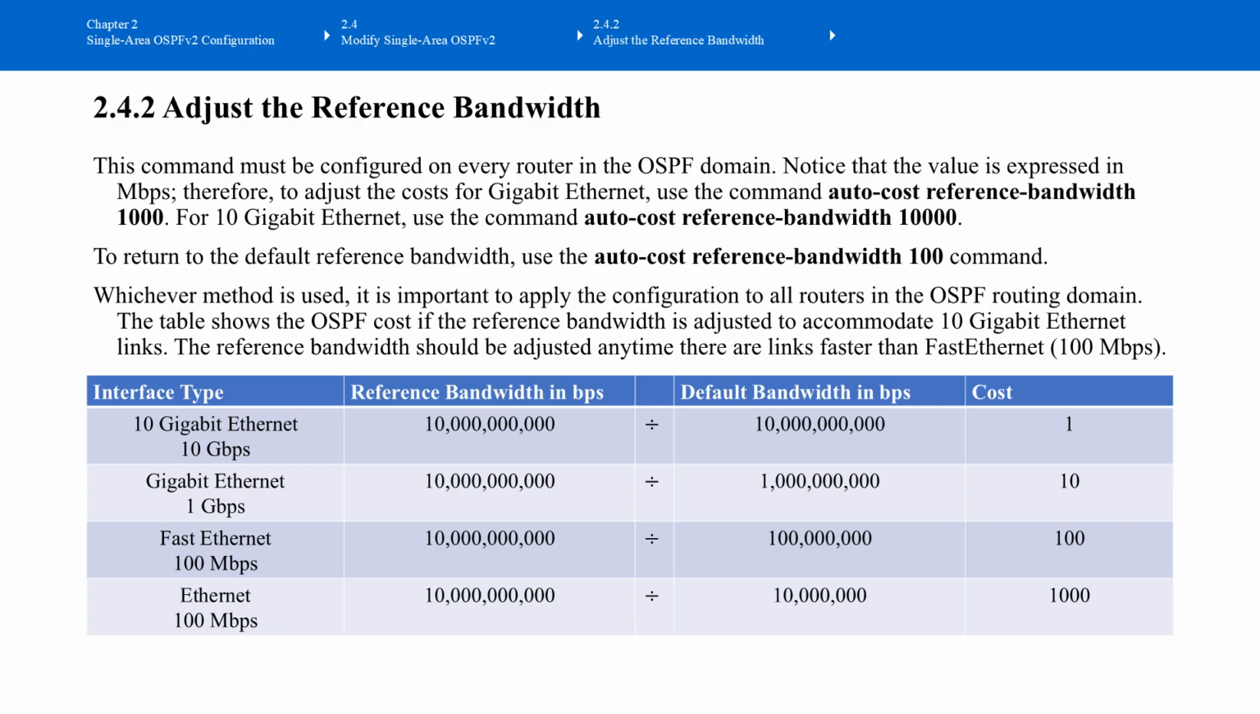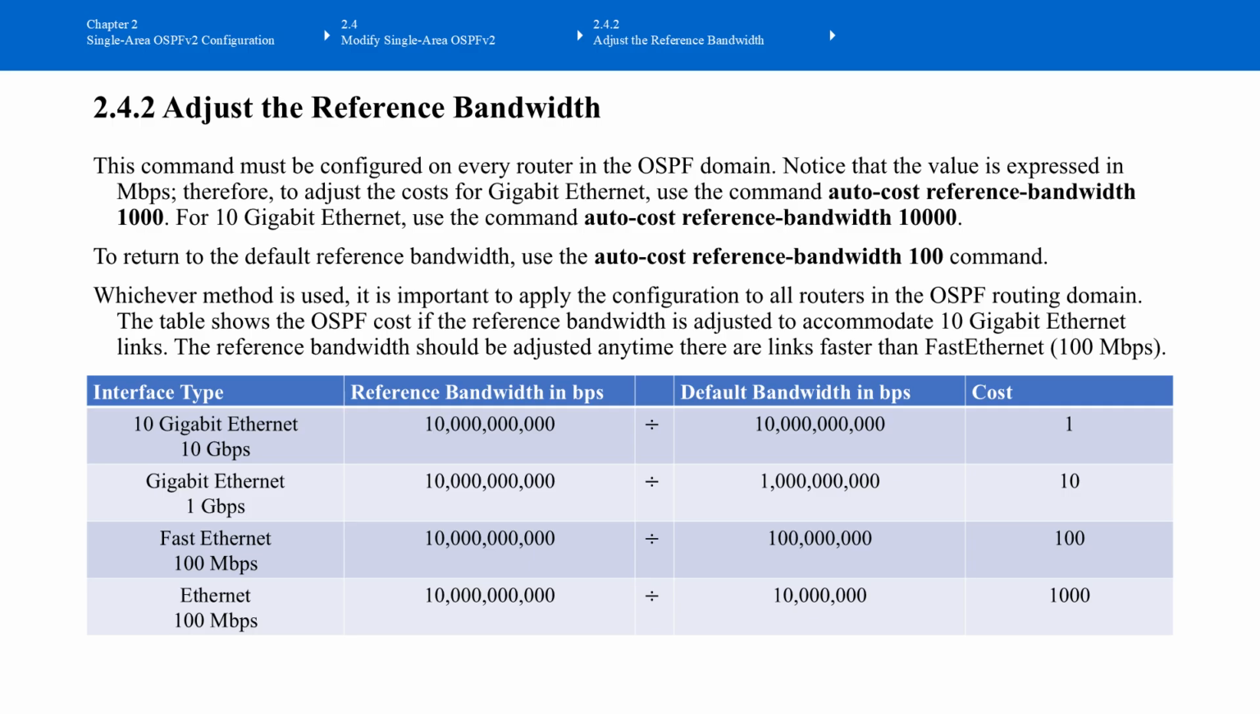The table here shows the interface types, the reference bandwidth in bps, and also the default bandwidth in bps. At the end, it gives us a cost. For the first one, the 10 Gigabit Ethernet, we have 10 billion divided by 10 billion, so the cost is 1. And then for Gigabit Ethernet, that's 10 billion divided by 1 billion, which is 10.